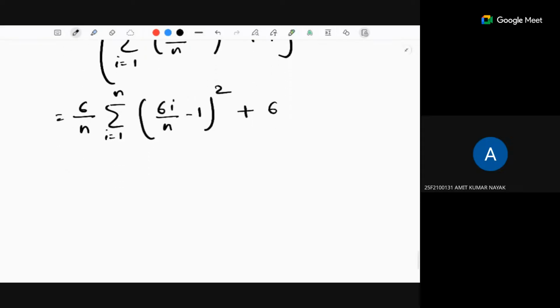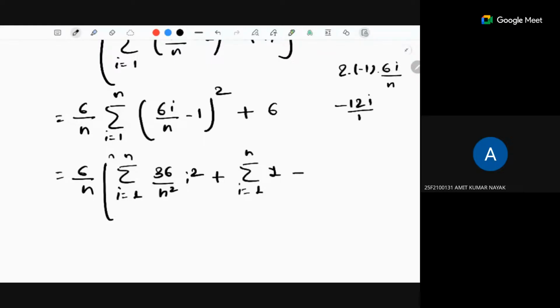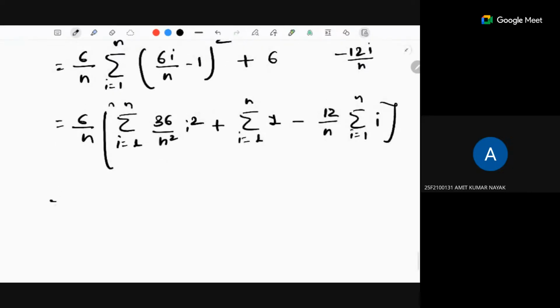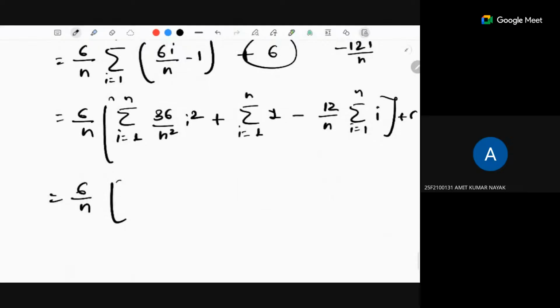Now here also we have the summation, i ranging from 1 to n. I'll just open the square. That will be 36 i square, and then plus summation i ranging from 1 to n of minus 1 square, which will be 1 only. And then whatever is left, we will get 2 into minus 1 into 6i by n, so that will be minus 12i by n. So this is minus, and I can take 12 by n common, summation i ranging from 1 to n, i only. Similarly, here also I can take 36 by n square common, 6 by n. And I think I am missing this plus 6, so just remember this plus 6 is there.